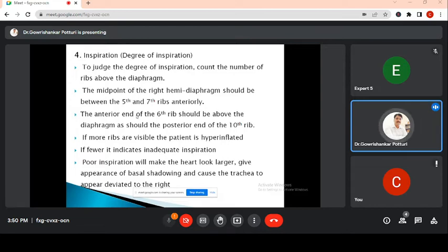The midpoint of the right hemidiaphragm should be between the fifth and seventh ribs anteriorly. The anterior end of the sixth rib should be above the diaphragm, as should the posterior end of the 10th rib. If more ribs are visible, the patient is hyperinflated. If fewer, it indicates inadequate inspiration. Poor inspiration will make the heart look larger, give the appearance of basal shadowing, and cause the trachea to appear deviated to the right.